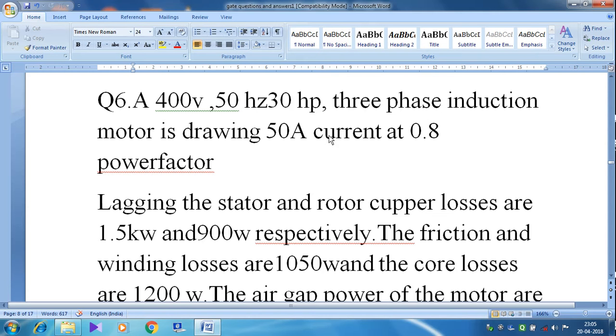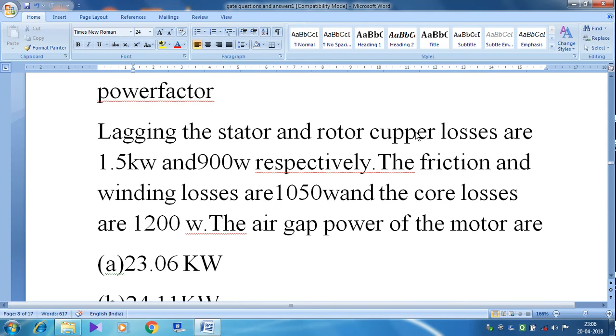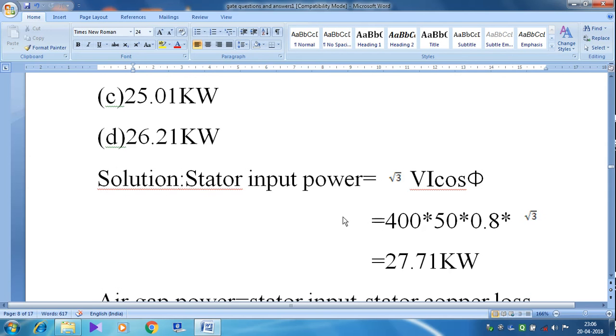So three-phase induction motor, then it takes the 50 ampere rated current at 0.8 power factor. So after this, the rotor copper losses are also there. The friction and windage losses are also given. So let us see the solution.